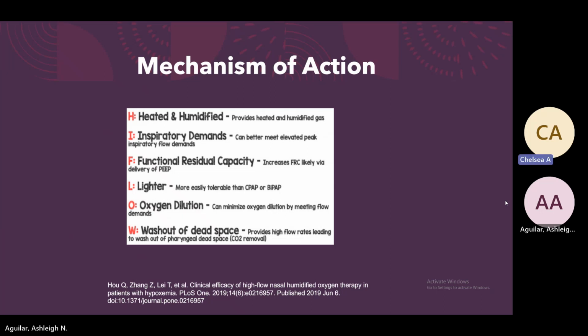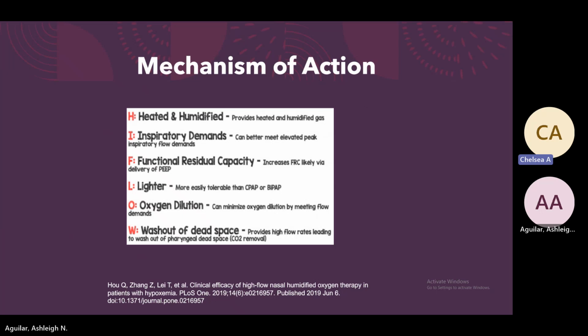And this is a little chart showing the mechanism of action. It spells out HIGH FLOW. For the H, we have heated and humidified. As you know, the high flow nasal cannulas provide heated and humidified gas for our patients. The I is inspiratory demands: it can better meet elevated peak inspiratory flows. High flow nasal cannula devices can go up to 60 liters.